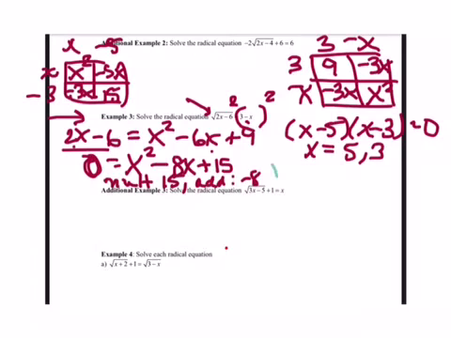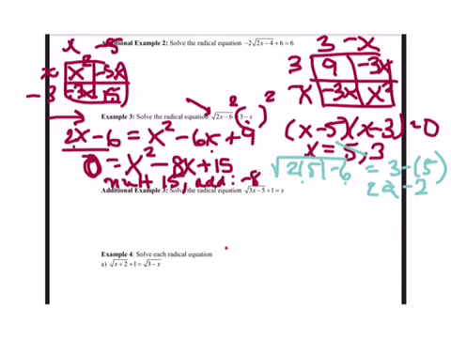Okay, so does the square root of 2 times 5 minus 6 equal 3 minus 5? So I have 10 minus 6 is 4. Square root of 4 is 2. 3 minus 5 is -2. So 2 does not equal -2, so x equals 5 is not a solution.